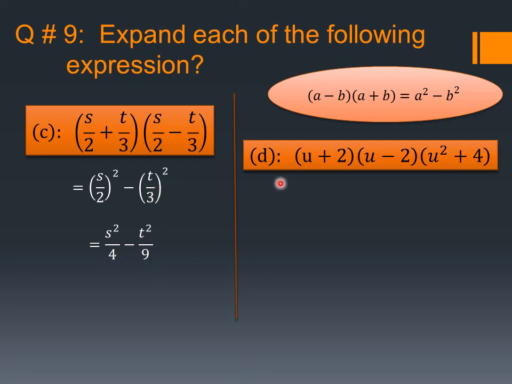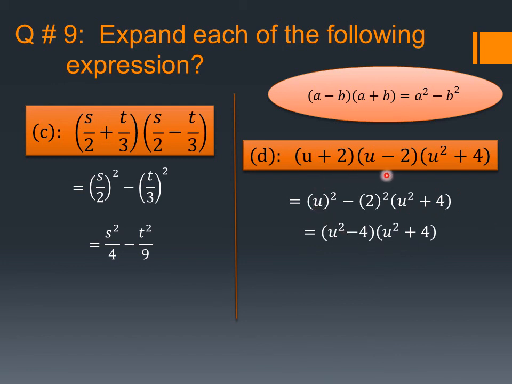Moving to part D of the same question, we now are dealing with three brackets. So don't get confused. First of all, we will solve the first two brackets, and the first two brackets are of the same nature as given in the formula, a minus b and a plus b. So u plus 2 and u minus 2, we will apply the formula a square minus b square. We will replace a with u and b with 2. It will become u whole square minus 2 whole square, and the next third bracket will remain the same, u square plus 4.